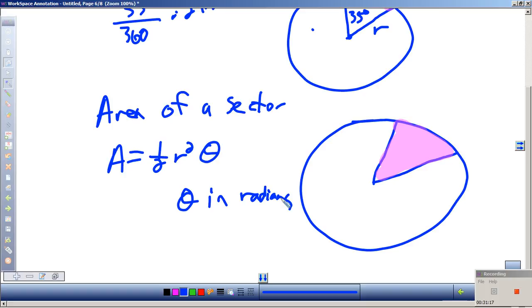So if you weren't using radians, if you were in degrees, you would have to say 35 degrees over 360 degrees times pi r squared. You see the connection between these. It is the same thing. When you're actually doing this using degrees, you're actually changing it to radians and then doing it. You are using this formula, you just don't realize you're using it.